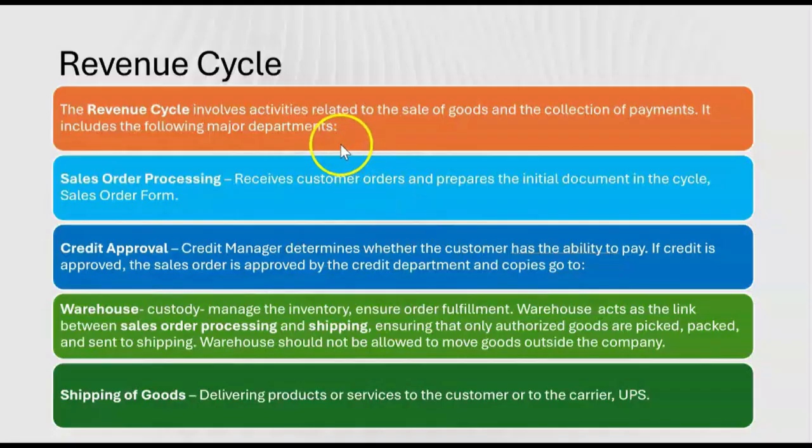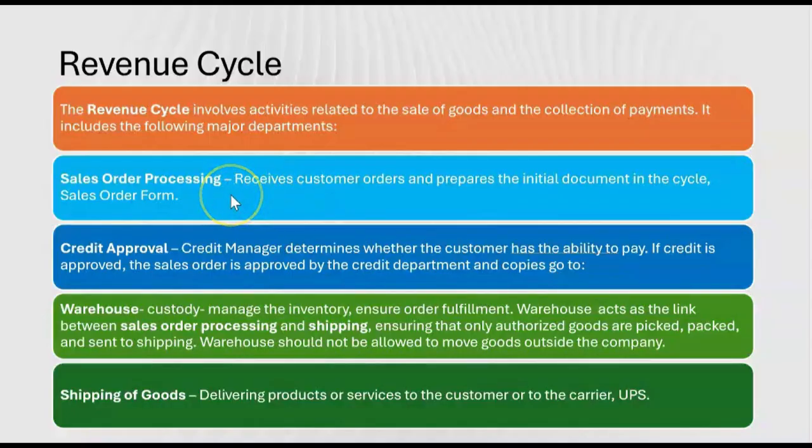So the revenue cycle involves activities related to the sale of goods and the collection of payment. It includes the following major departments. We got the sales department, which receives the customer order and prepares the initial document in the revenue cycle, which is the sales order form. And you've got to know that the sales order form is the first document in the revenue cycle.